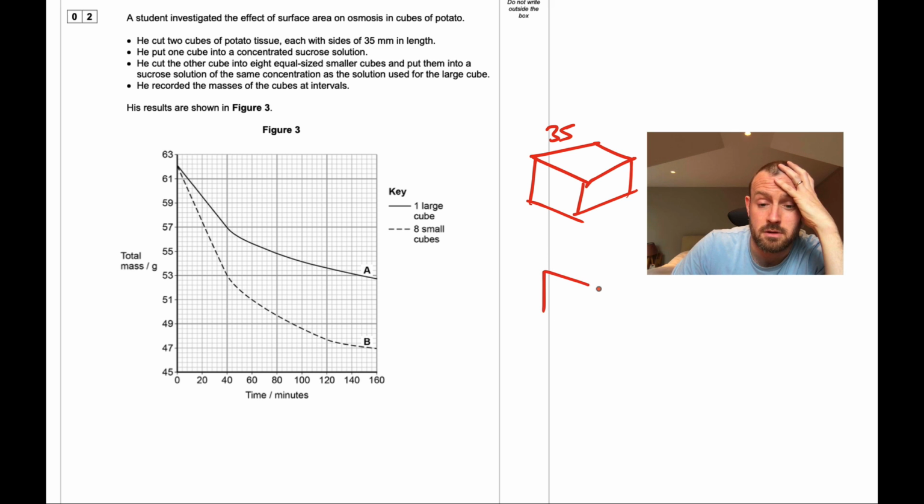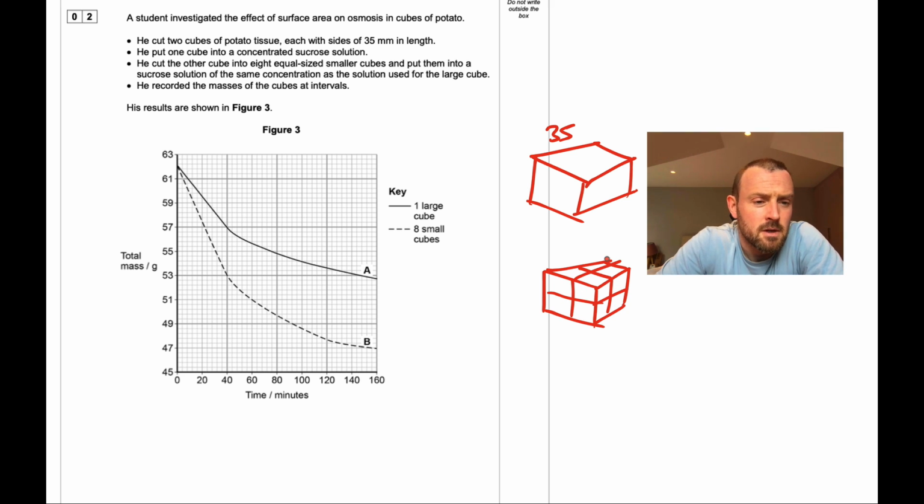Okay, that's interesting. So we've got that big cube, and then he's chopped it up into 8, like this. 1, 2, 3... we get 1, 2, 3, 4, 5, 6, 7, 8. Yeah, that's 8. He recorded the mass of the cubes at intervals. Here we can see the total mass, and because this is concentrated sucrose solution, we need to think what's going on here.